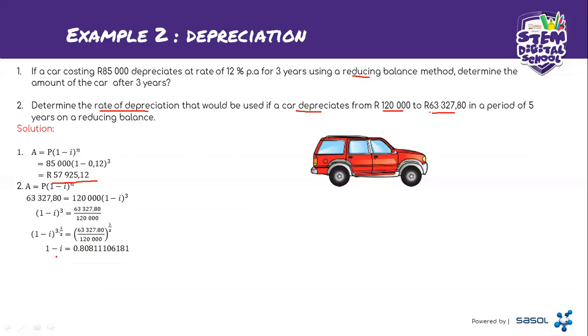All right. Now we transpose positive 1 to the left hand side. That is going to give you negative 1. Then you divide by negative there. Then it's going to give you 0.1. Now we have to take it into percentage, the rate. Then you times by 100. If you times this one by 100, then it's going to give you 19.19%. All right.